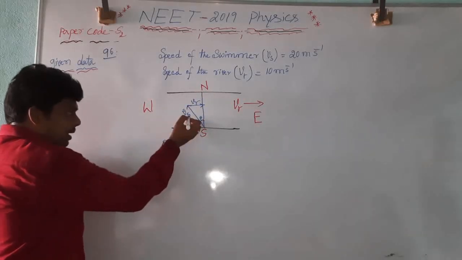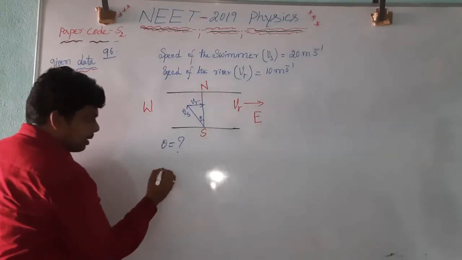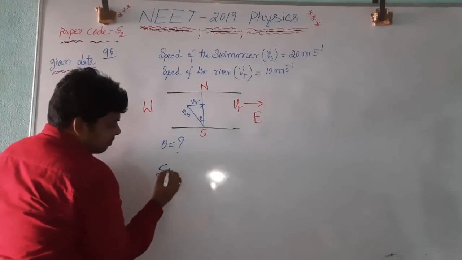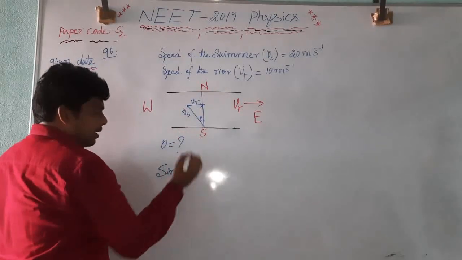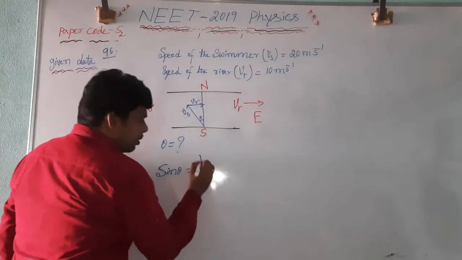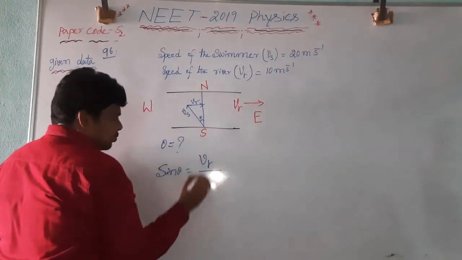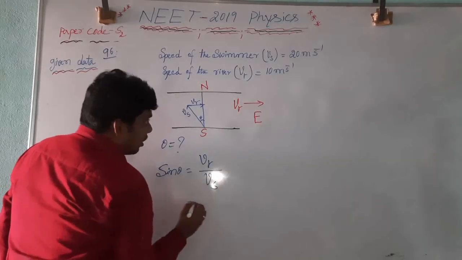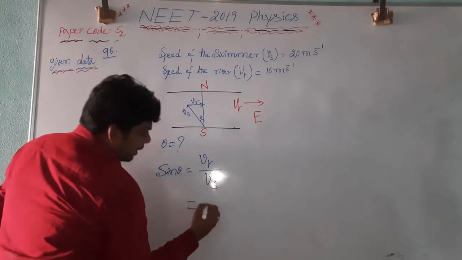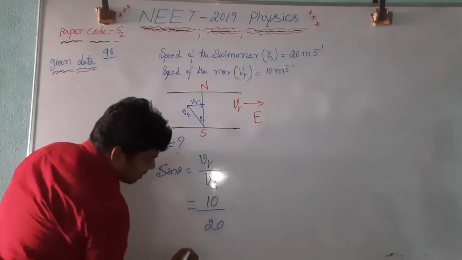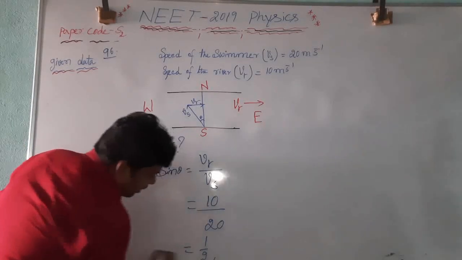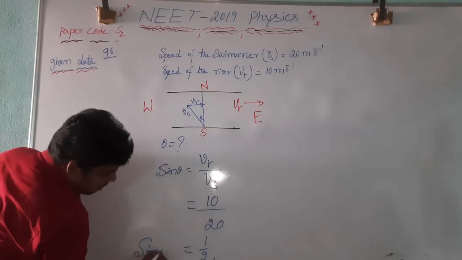The trigonometric function which involves these two is sine theta, that is opposite side divided by hypotenuse. Opposite side is what here? VR. Hypotenuse is what here? VS. VR is the velocity of the river, 10, velocity of the swimmer is 20 meter per second. That is nothing but 1 by 2. Sine theta is equal to 1 by 2.